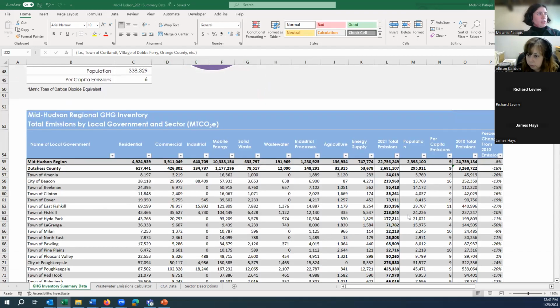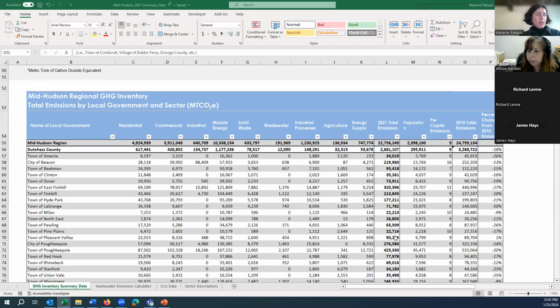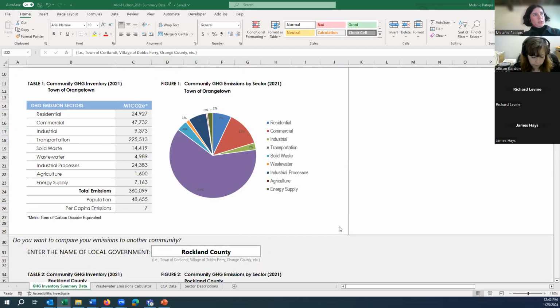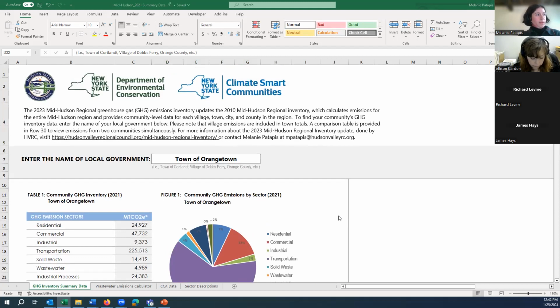If you keep scrolling, you'll see all the same data of all of the municipalities in the region, just broken out by county. And this is all the data here. So this is the first step of getting your community emissions data. The next tab in this spreadsheet is a wastewater emissions calculator.